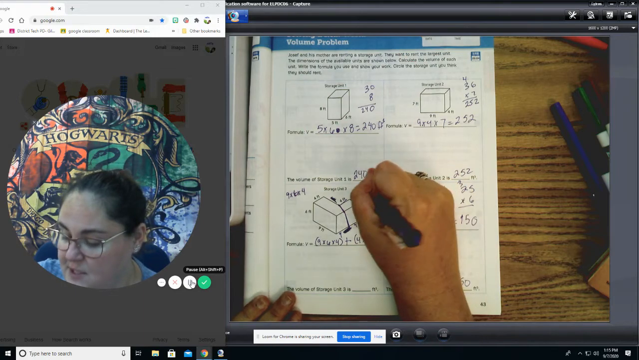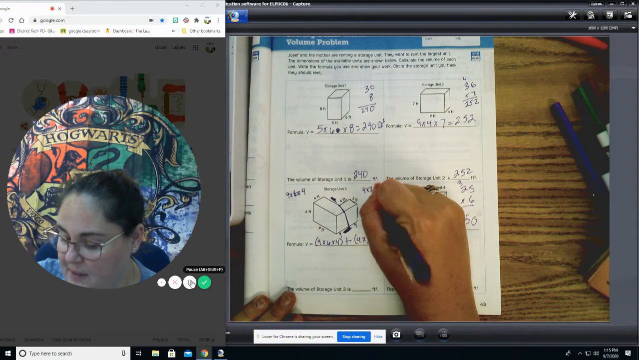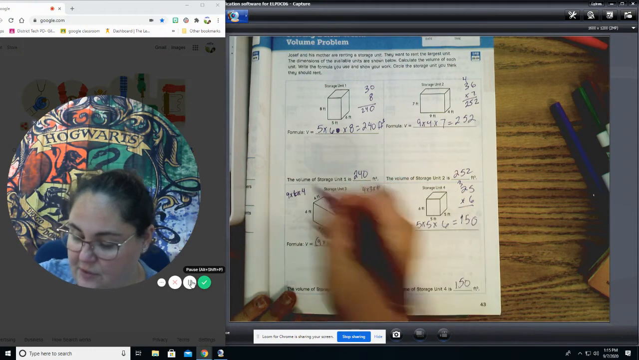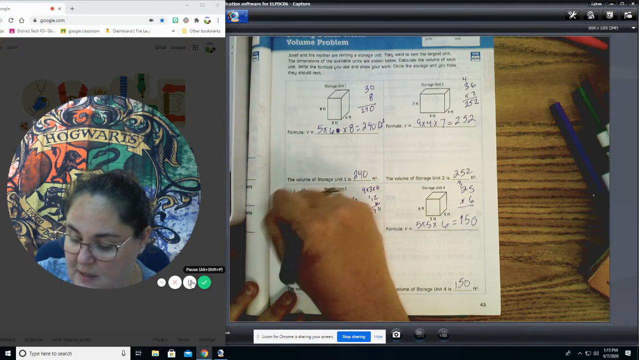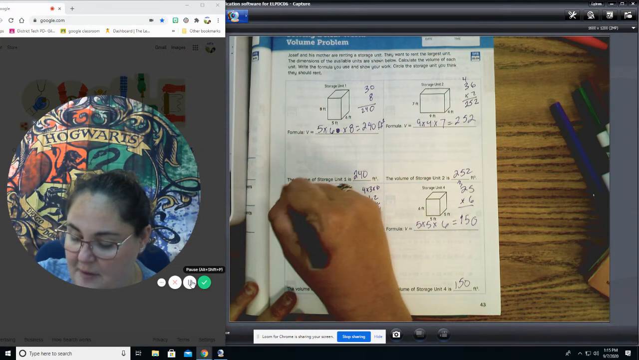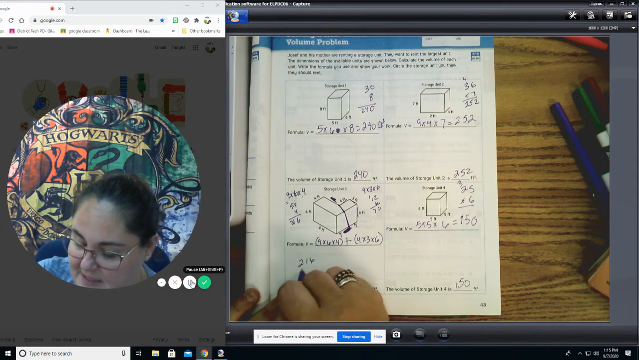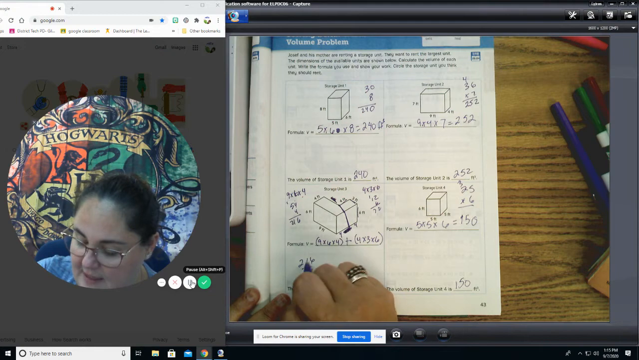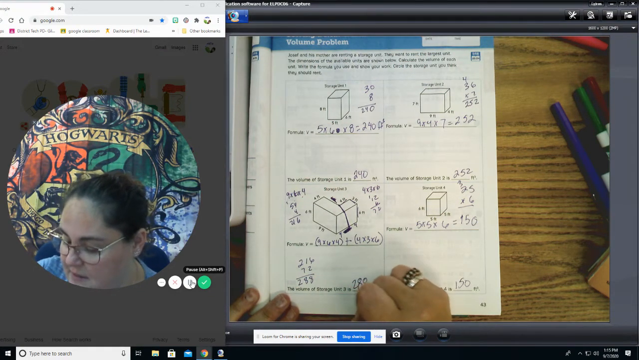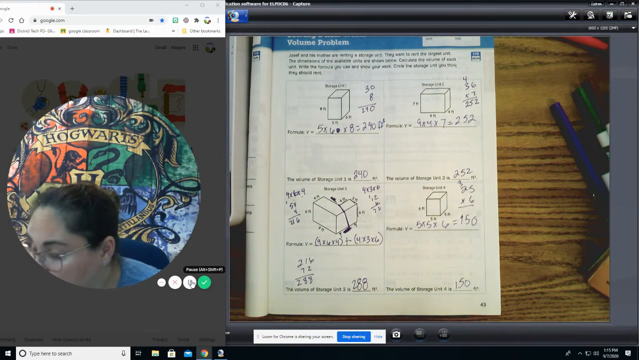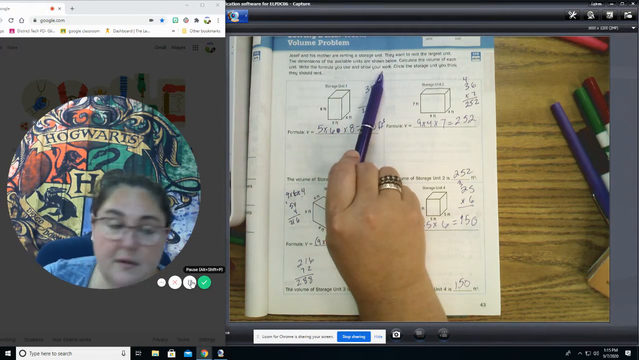All right, 4 times 3 is 12 times 6. 6 times 2 is 12, carry my 1, 6, 72. 9 times 6 is 54 times 4. 4 times 4 is 16, carry my 1, 21. So 216 plus 72, 288. Your answer should be 288 cubic feet. So the problem says, write the formula you use and show your work.